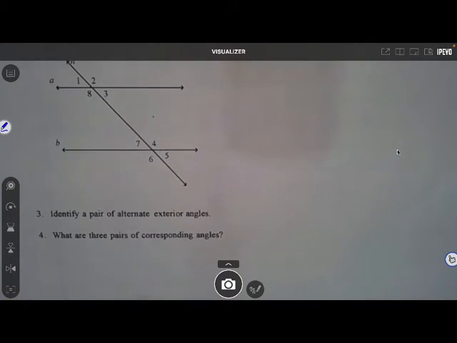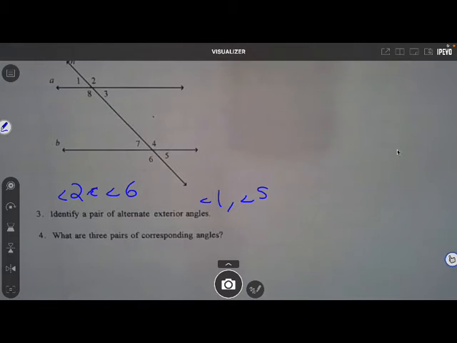Identify a pair of alternate exterior angles. Alternate exterior are on the outside, alternating sides. So the way I would write it would be angle 2 and what angle goes with it? Angle 6. You could have also written angle 1 with angle 5. Some people write it with a comma, some people write it with a little and sign. You must write the little angle sign.